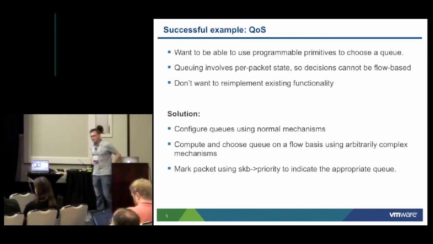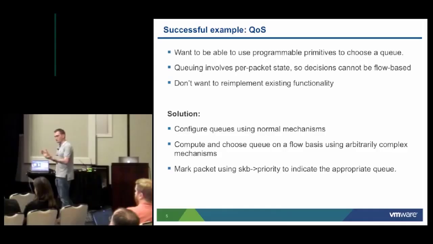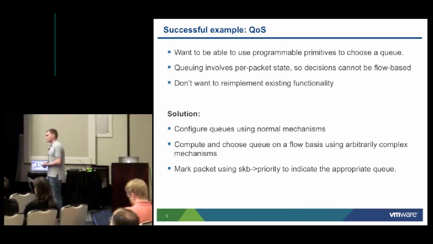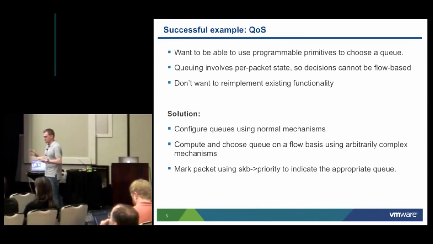So one example where I think we've successfully merged the two of these, and that's the goal that I'm driving at, is how we get the benefits of programmability while taking advantage of all this existing code, is with QoS. We really want to be able to choose QoS queues and use our existing computation mechanisms, but we can't do that on a flow basis at the really deep implementation, because QoS tends to be a per packet operation and not something that really matches with a flow.